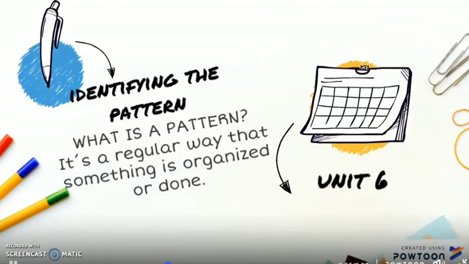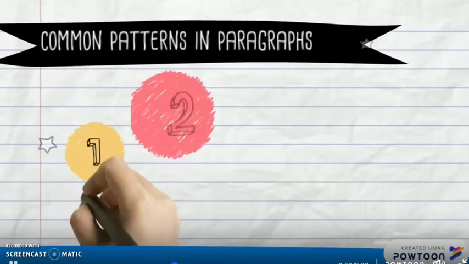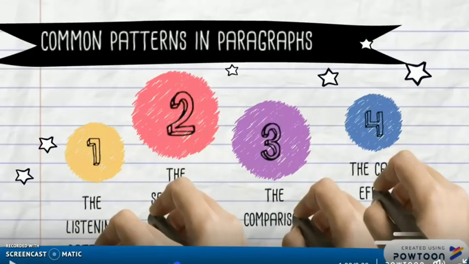Okay, the first, the listing patterns. In this pattern, the main idea tells you about a list of things or ideas. The paragraph tells about each of the things or ideas on the list. Okay, the sequence patterns. In these patterns, the main idea tells you about a sequence, things that happen in order. The paragraph tells you about the events or steps of the sequence.